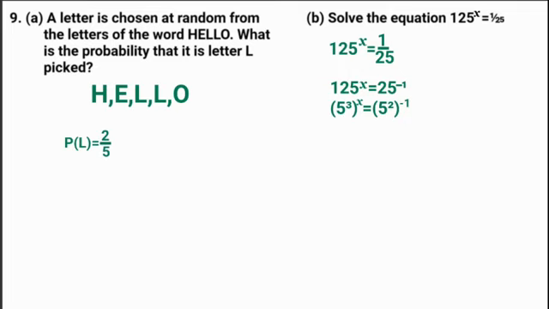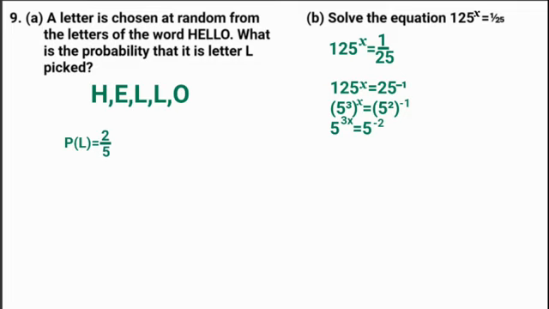Okay, so we're going to write 5, then we multiply 3 by x will give us 3x, which will be equal to, then we're going to write 5, then we multiply 2 by negative 1 will give us negative 2.